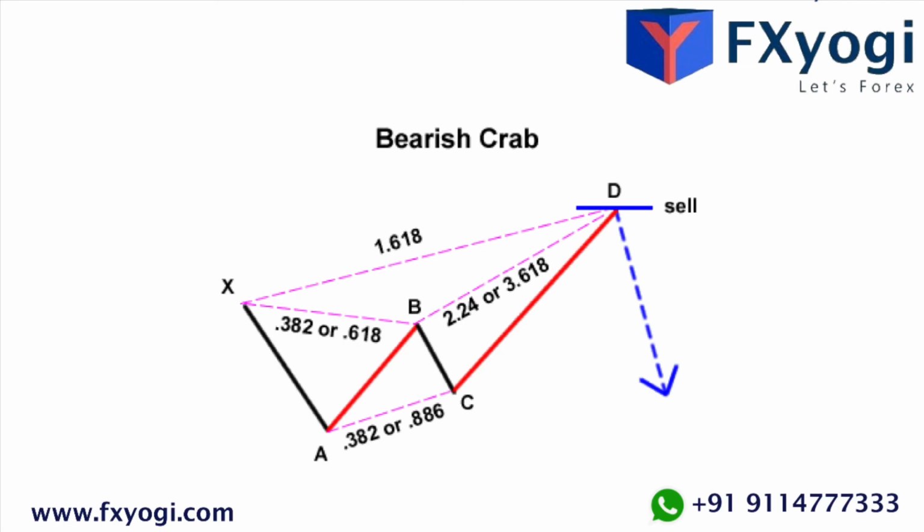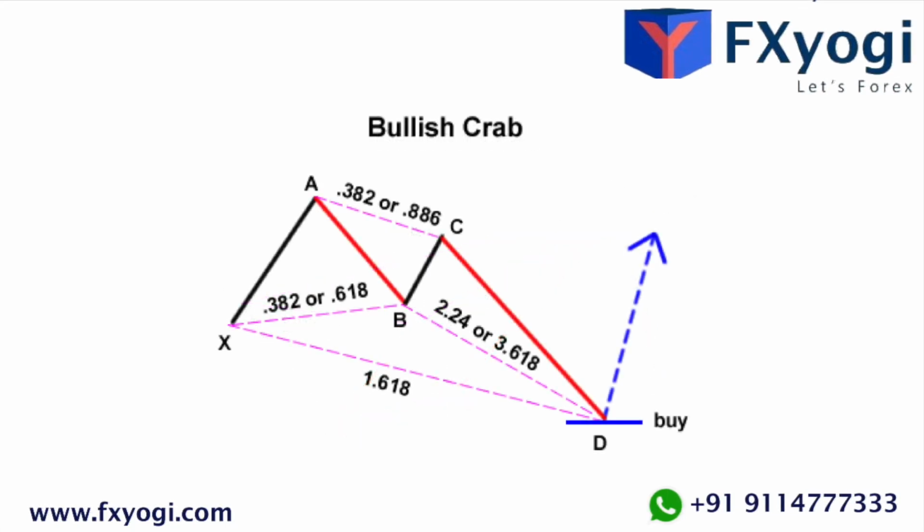The Crab. In 2000, Scott Carney, a firm believer in harmonic price patterns, discovered the Crab. According to him, this is the most accurate among all the harmonic patterns because of how extreme the potential reversal zone is from move XA. This pattern has a high reward to risk ratio because you can put a very tight stop loss. The perfect Crab pattern must have the following aspects.